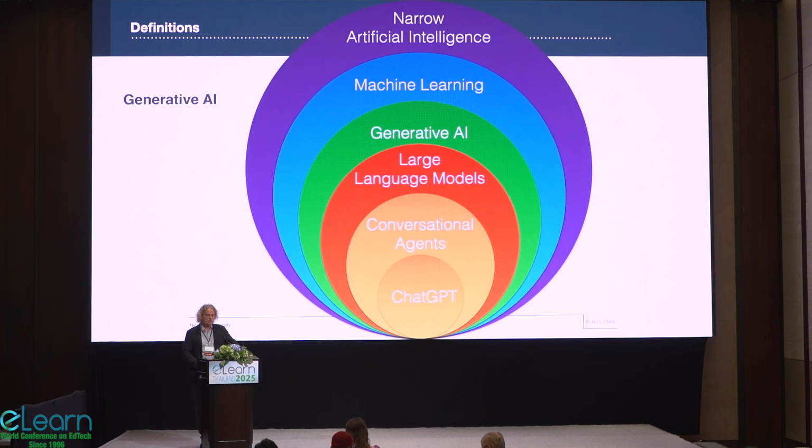And when it comes to ChatGPT, this was supposed to build up layer by layer, but here we are. Within narrow AI, we have machine learning. Within that, we have generative AI. Within that, we have large language models, then conversational agents, and GPT is one of them, right? So when it comes to conversational agents, we're dealing with a relatively small sliver of what AI is.